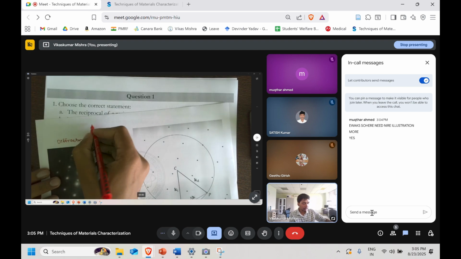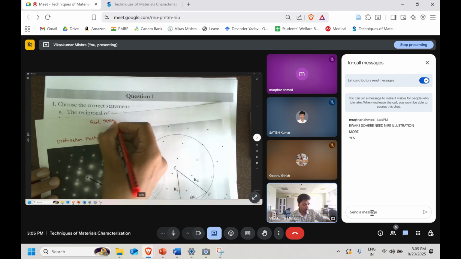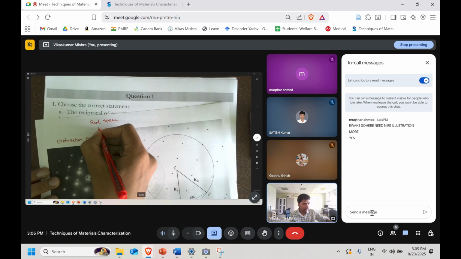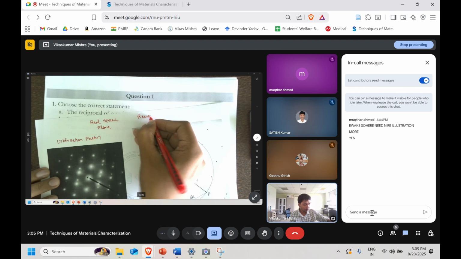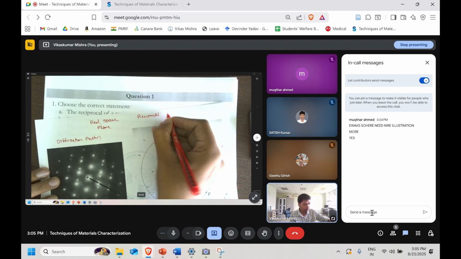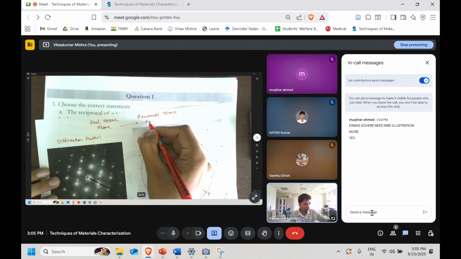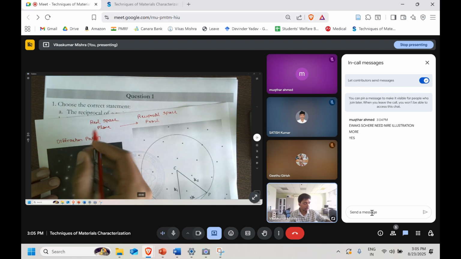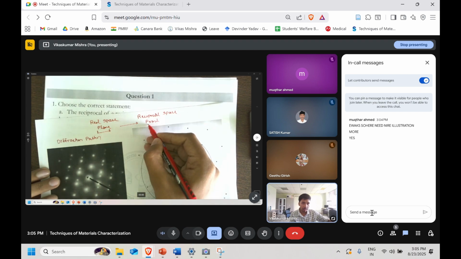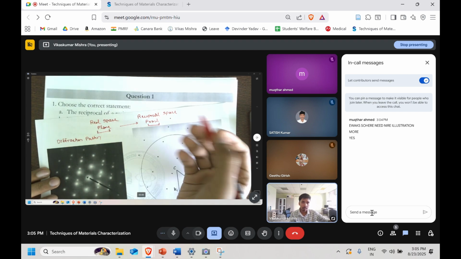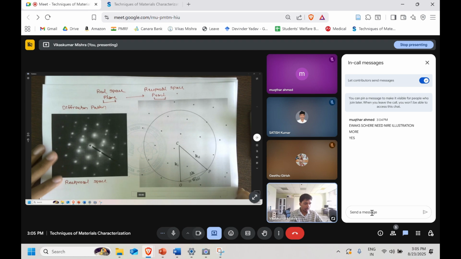So in real space, if I have a plane, in the reciprocal space it will convert to a point. So the dimensionality: the plane is 2D information, and we are converting it to a point, which is zero dimension. We are reducing the dimensionality.